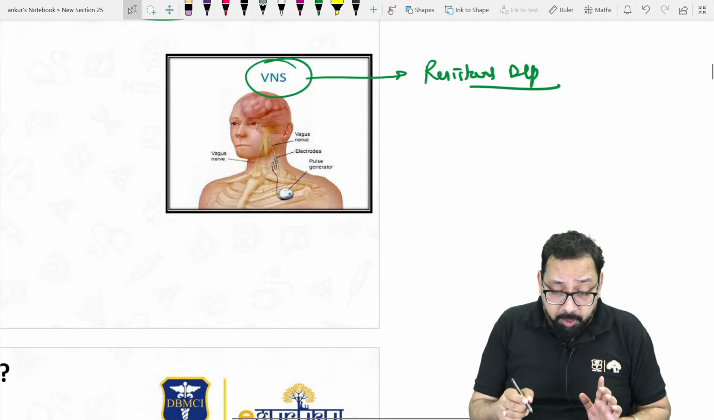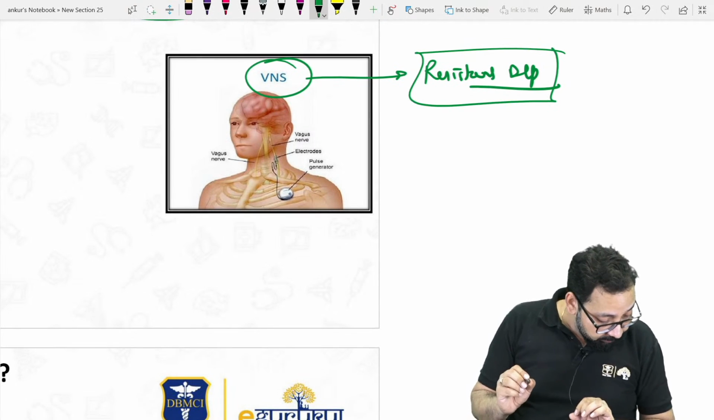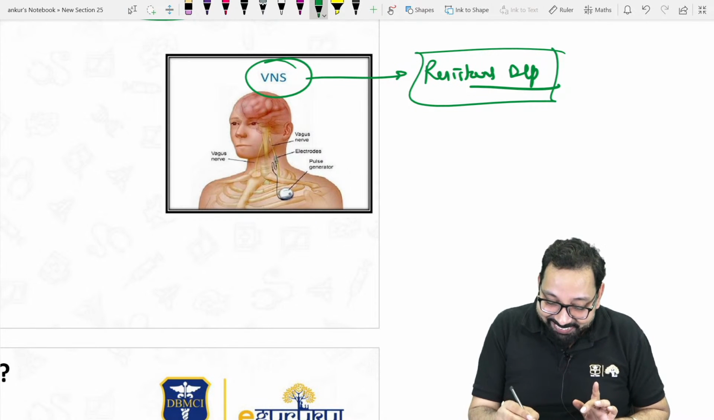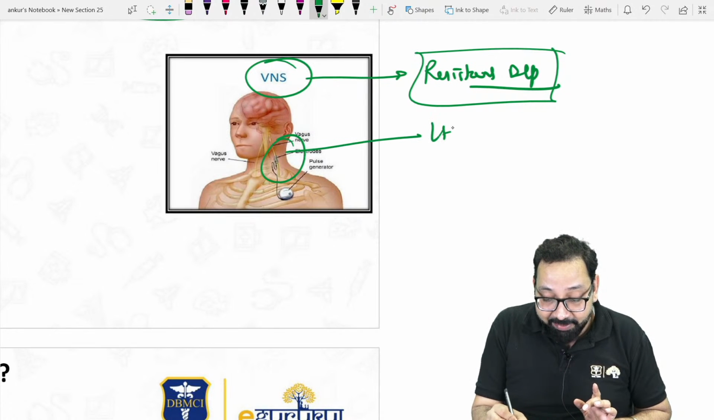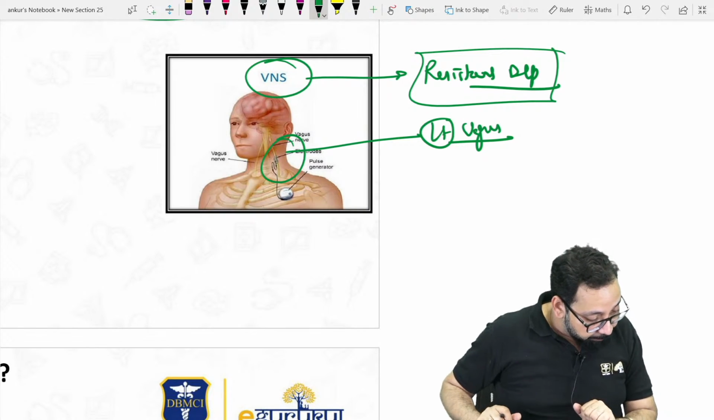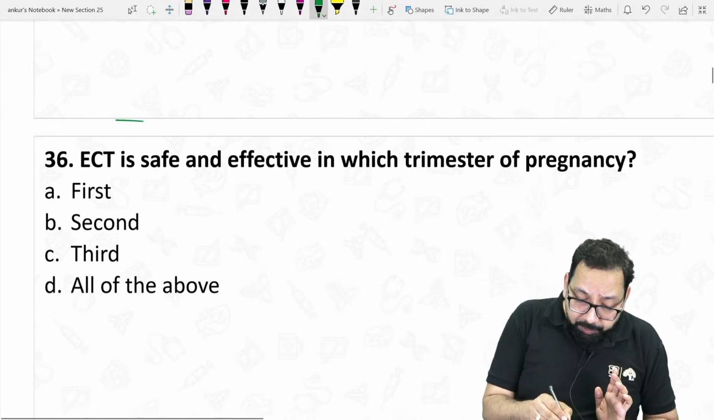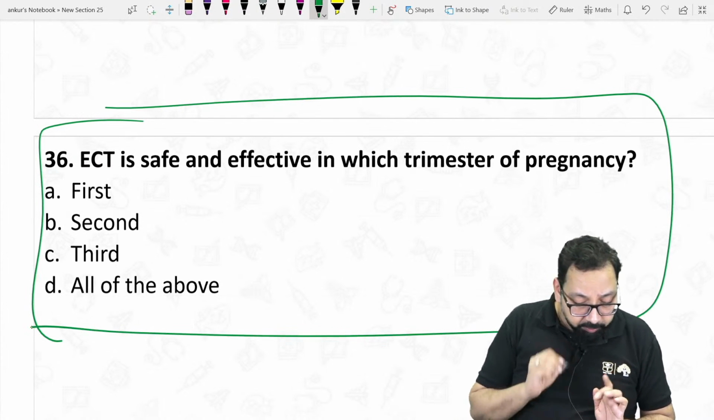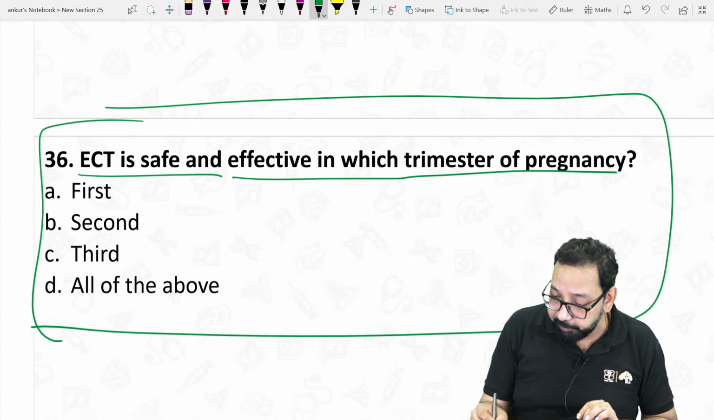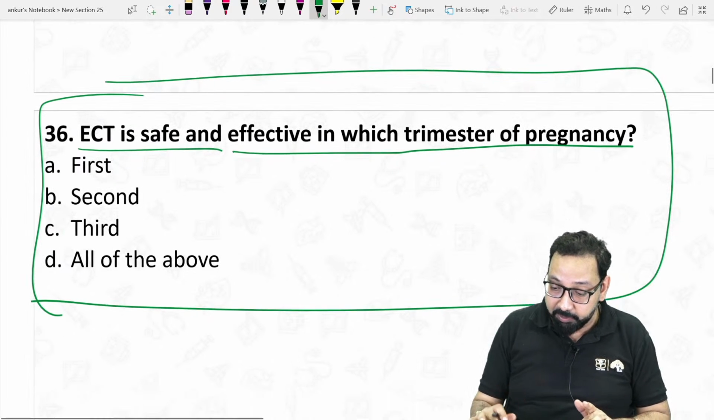So vagus nerve stimulation, resistant depression. The question is asked. Okay, Manoj. Yes. Which vagus nerve? The left vagus nerve is stimulated. Okay. Question: this is a frequently asked question and students give the wrong answer. Please do answer. ECT is safe and effective in which trimester of pregnancy?